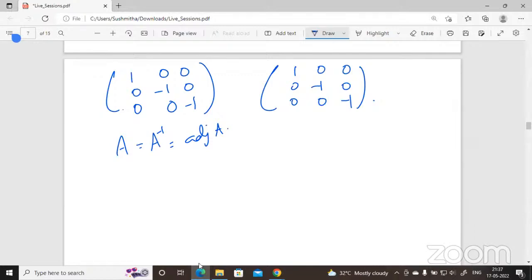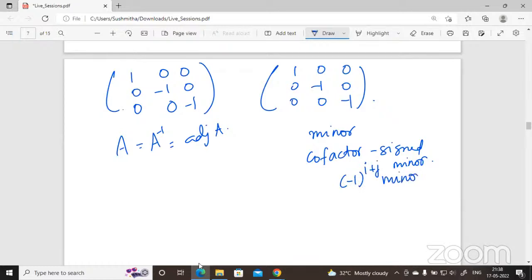I have a question regarding cofactor matrix. When do we need to change the signs of the elements? So minor does not involve sign. Cofactor involves sign. This is a signed minor. In a 3 by 3 matrix, you just multiply with minus 1 power i plus j into the minor. This is the cofactor.